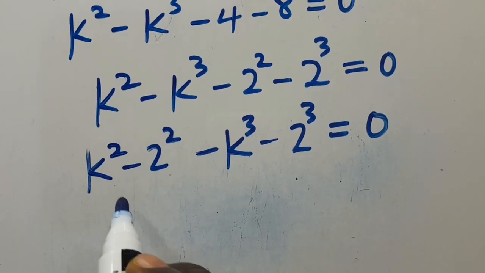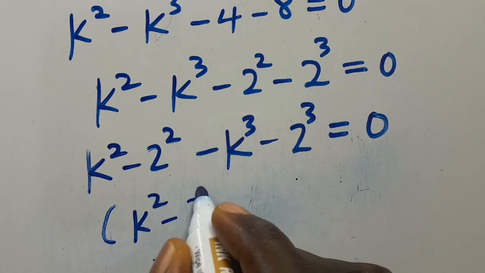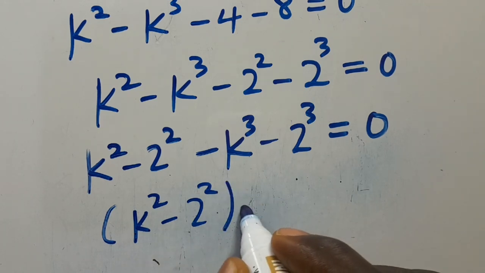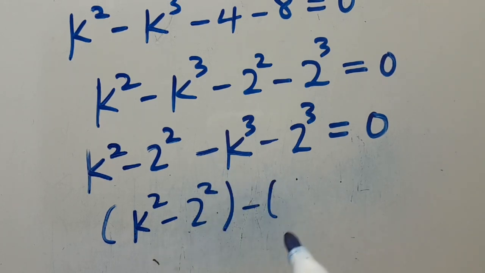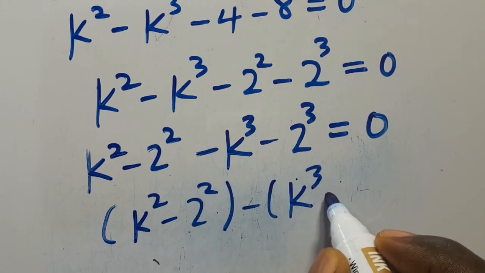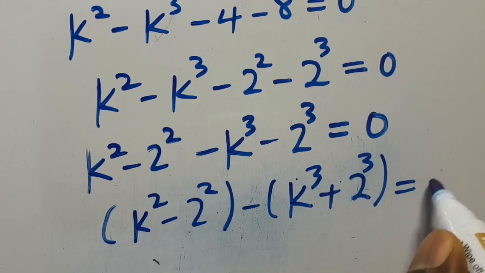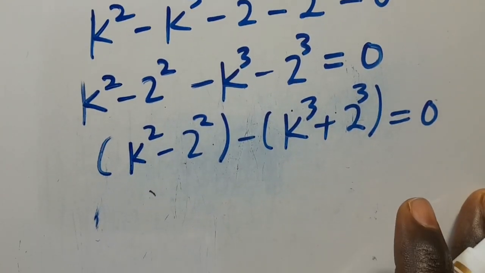Then from here, let's have it as open bracket k to the power of 2 minus 2 to the power of 2, we close it. When we factor minus outside here, then we open bracket. Minus divided by minus, here will be plus k to the power of 3. Here will also be plus 2 to the power of 3. Then we close it. We also set it equal to 0.